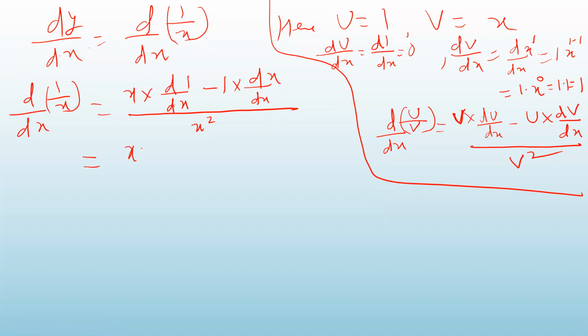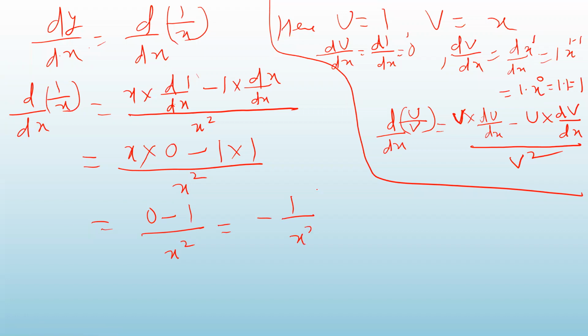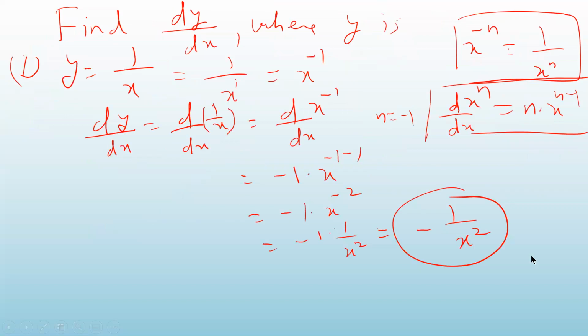Now let us put in the values. X into the derivative of 1, that means the derivative of u, we have already calculated, that is 0. So this entire thing is minus 1 into the derivative of v, that is the derivative of x, which is 1, divided by x square. X into 0 will be 0, minus 1 into 1 is 1, divided by x square. So we got minus 1 upon x square. By applying this rule also we got the answer minus 1 upon x square, and the previous method also gave the same answer. So whichever method you find convenient, you can use that.